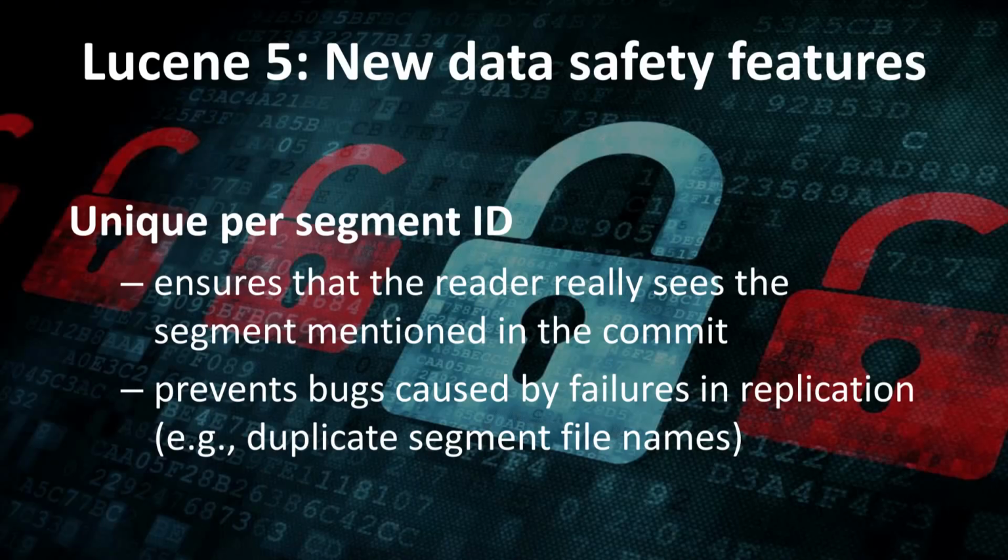The second thing, which is also very important in Lucene 5, was another feature: a unique per-segment ID. This is also important when you're replicating an index from one machine to another machine. You need to be sure that, for example, the other machine was not creating a new index that suddenly had somehow the same segment names. When you are replicating, it could happen that you're mixing two different indexes. Because of that, every index segment in Lucene 5 gets a unique ID, so you can be sure that you're really seeing the segment you are expecting when you open the index. As said before, this prevents bugs caused by failures in replication, like a duplicate segment file name.